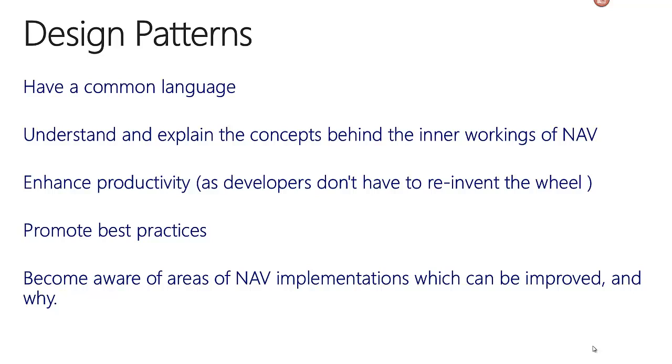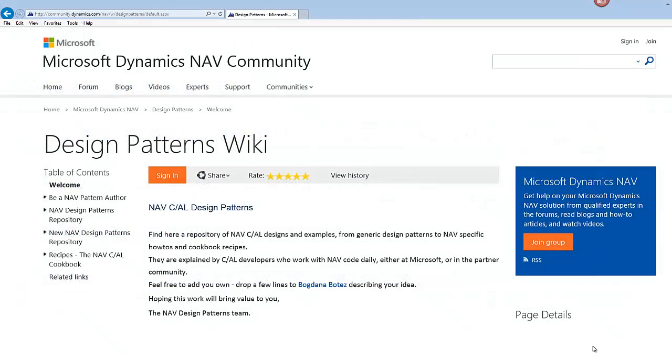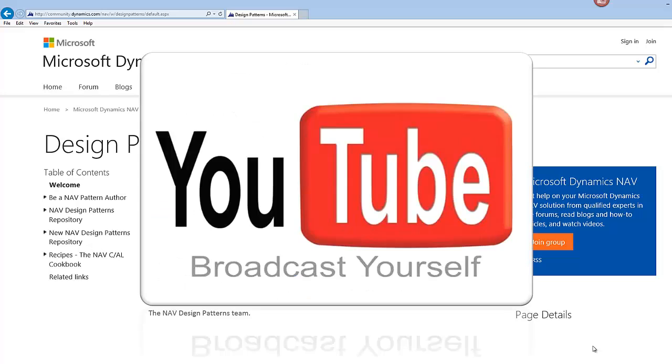Design patterns are common solutions or best practices to solve problems. This is a well-known concept in computer programming and can therefore be applied to Dynamics NAV as well. You can find the Dynamics NAV design patterns on the Dynamics community website. There are currently about 60 design patterns documented or in the process of being published. You can also find about 25 videos on YouTube. They are listed on the Partner Ready Software playlist.